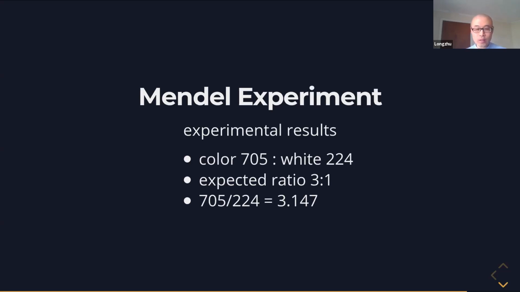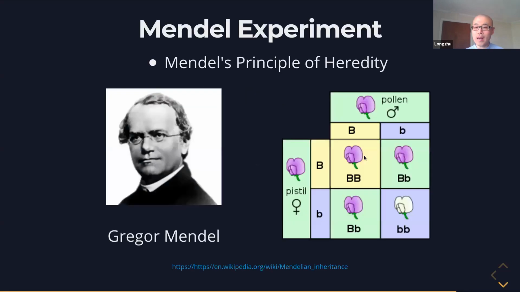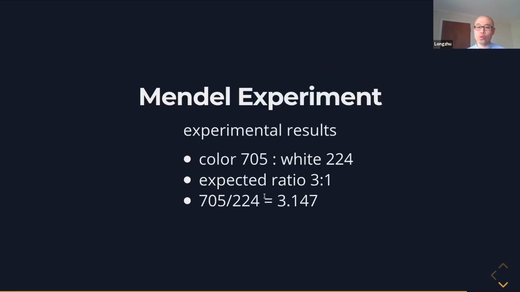I hope I made the question clear, right? So if you look at the diagram of this experiment, he should expect the outcome of this purple color, or the so-called colored, 3 out of 4, which is 75%. The white one is 1 out of 4, which is 25%, right? Apparently the ratio is 3 to 1. But his observation is not exactly 3 to 1, but close.